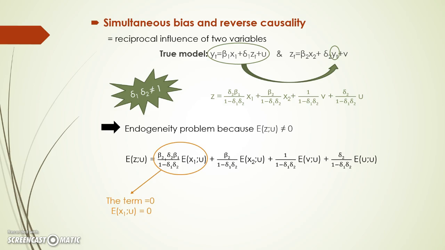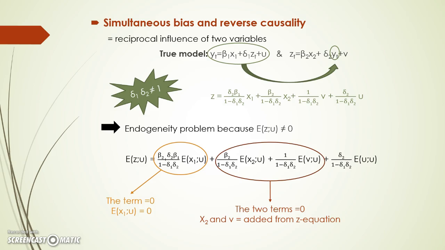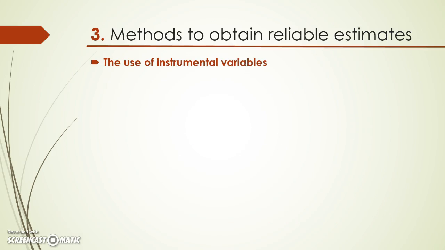The first term is 0 because x1 is exogenous to u. The two second terms are also 0 because x2 and v are taken from the z equation and so are exogenous to u. Finally, the last term is different from 0, otherwise if delta 2 is 0, there is no simultaneity anymore. With the presence of endogeneity in the model, other methods should be used to obtain reliable estimates, like the use of instrumental variables.